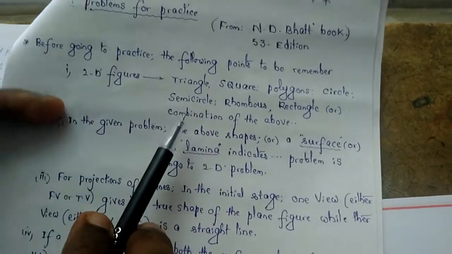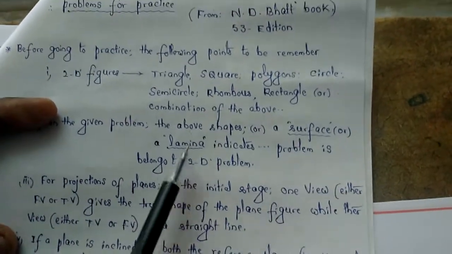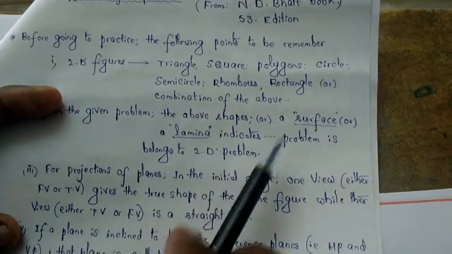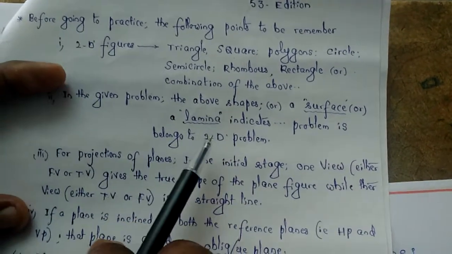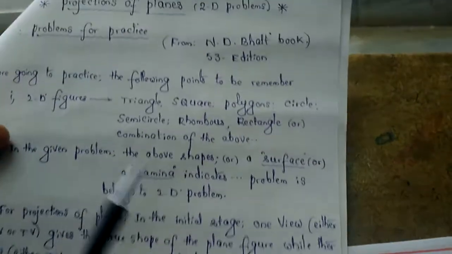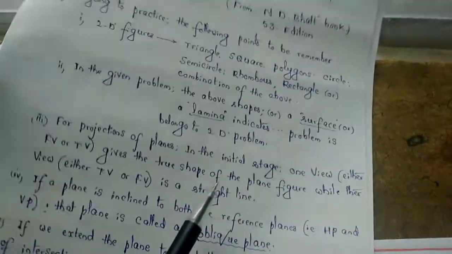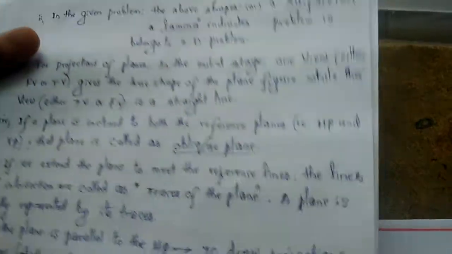Once again, remember that if any problem contains the words surface, lamina, or plane, those three words give the information that the problem belongs to projections of planes. Once you are familiar with projections of points and projections of straight lines, projections of planes are very easy. So what are the different types of problems we want to solve here?